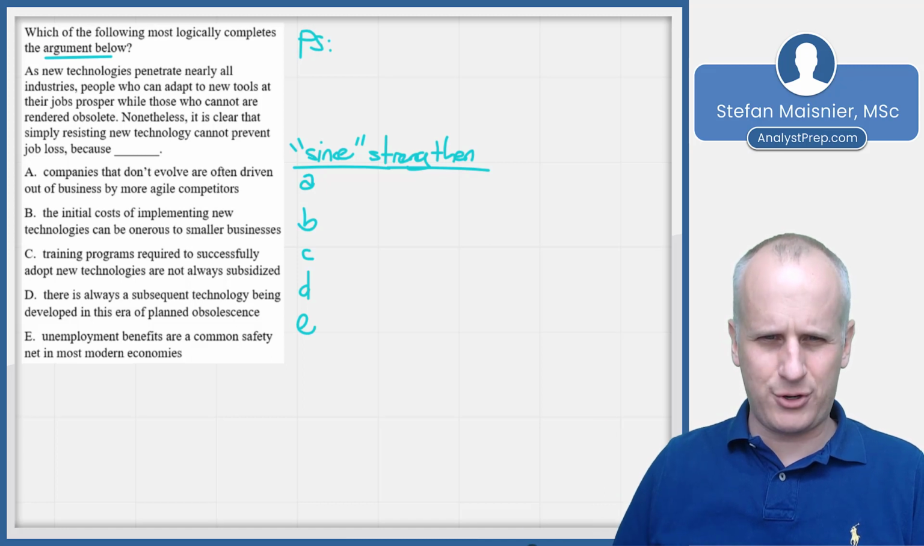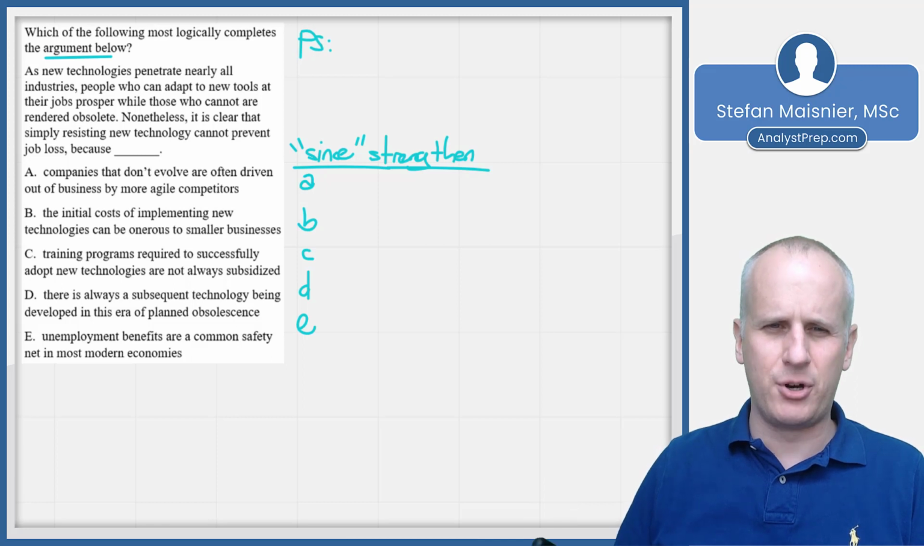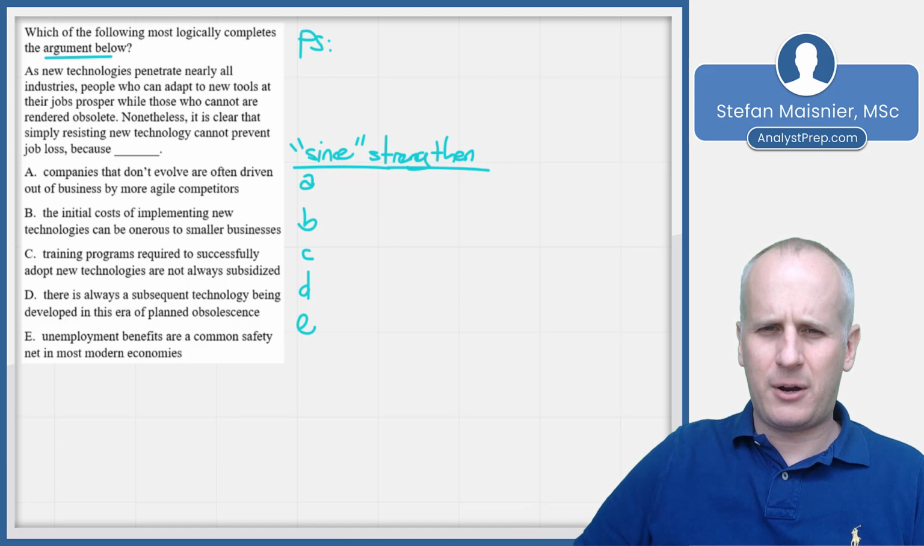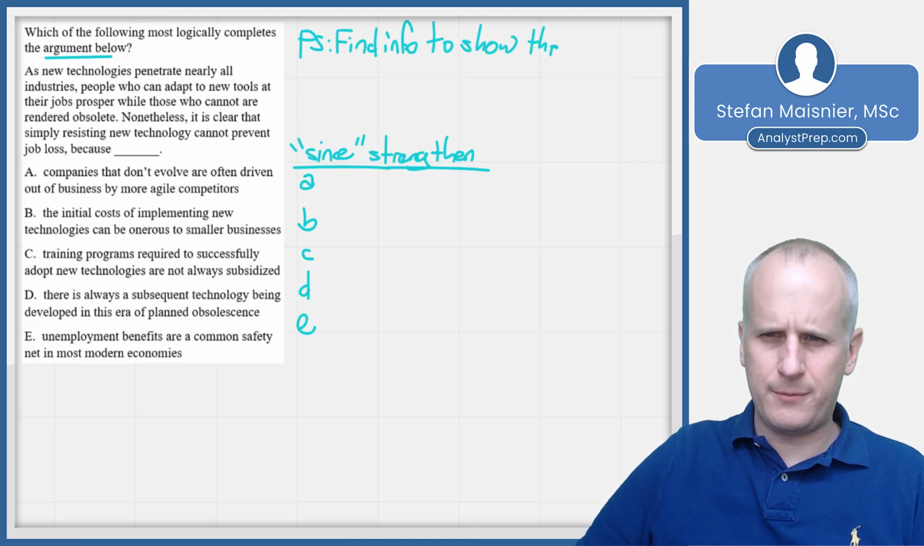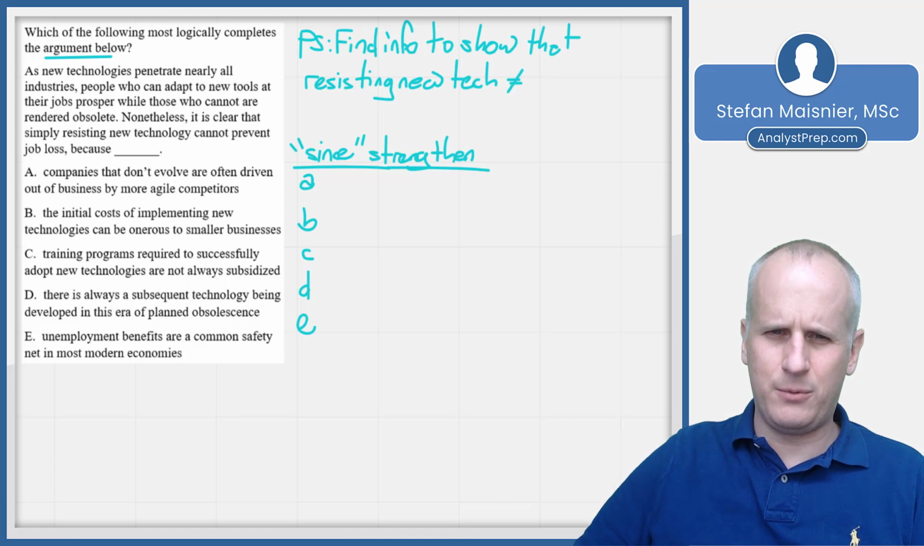As new technologies penetrate nearly all industries, people who can adapt to new tools at their jobs prosper, while those who cannot are rendered obsolete. Nonetheless, it is clear that simply resisting new technology cannot prevent job loss because blank. Okay, so our predicted strength then is just going to be to find info to show that resisting new tech does not equal stop job loss.